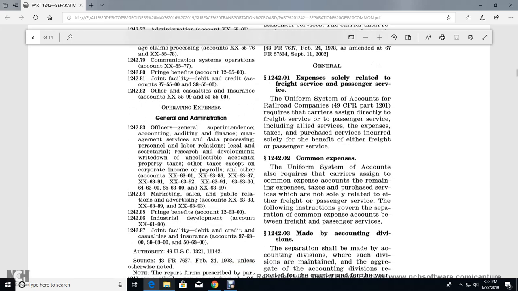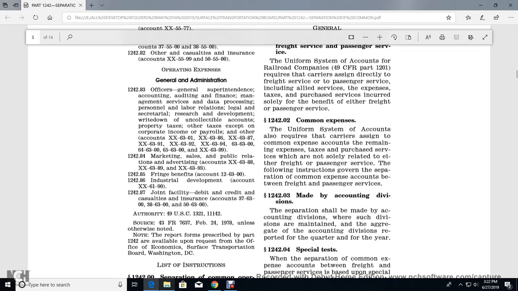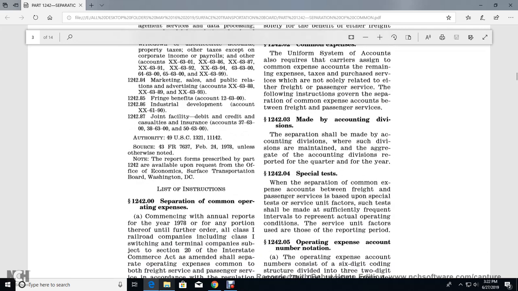1242.02, common expenses. The uniform system of accounts requires the carrier to assign the common expenses accounts, the remaining expenses for taxes and purchased services, whether or not solely related to either freight or passenger service. The following instructions govern the separation of the common expense accounts between freight service and passenger service. 1242.03, separation made by accounting divisions.